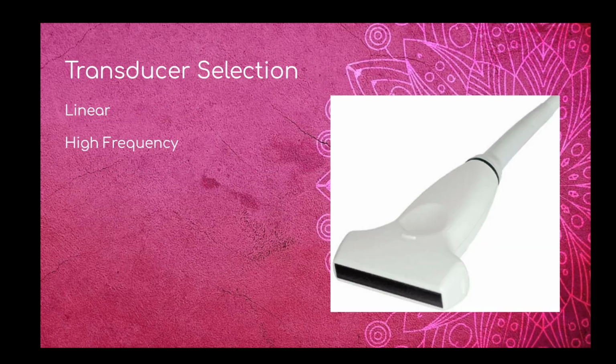When you are selecting a transducer for your exam, you want to use a linear transducer, and you want to use the highest frequency that you have. The standard on most systems is about a 12 megahertz transducer. There are some systems that have up to 17 megahertz, and then you might also want to have a 9 megahertz transducer, especially for larger breasts.